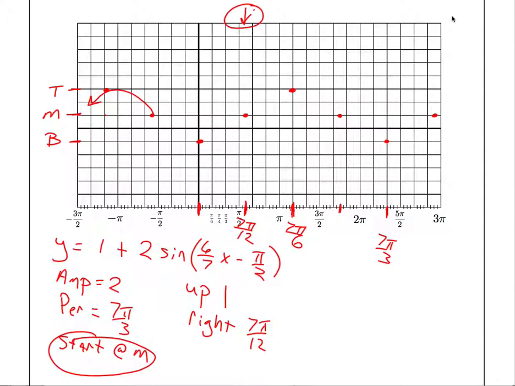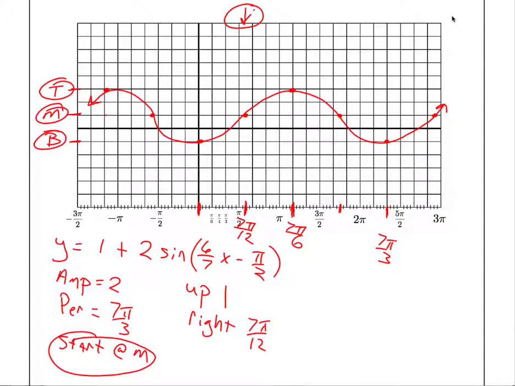Hills and valleys. Put your arrows on it. Remember, every dot you put on there has to be where? Has to be at the top, middle, or bottom. So make sure all your dots are on the top, middle, or bottom line.